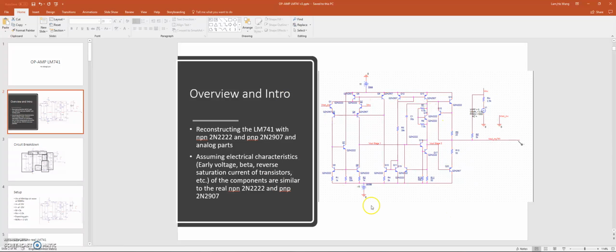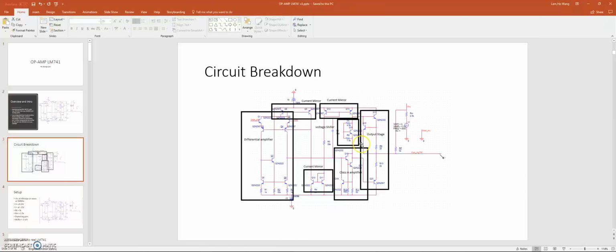So here we're trying to reconstruct the LM71 with 2N222 and 2N2907 transistors, which are NPN and PNP. And then for this simulation, we are assuming all the electrical characteristics like early voltage, beta value, and reverse saturation currents will be very similar to the 2N222 and 2N2907, since we're using these two parts to rebuild the circuit. So this is our assumption.